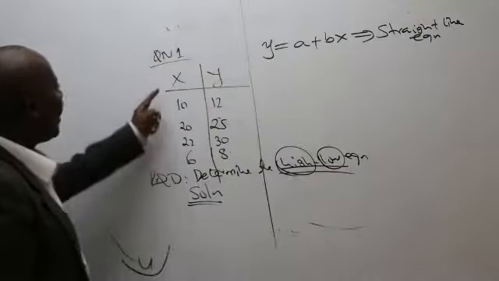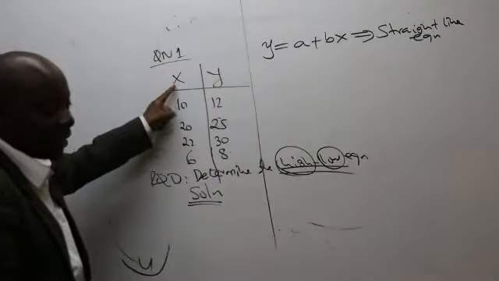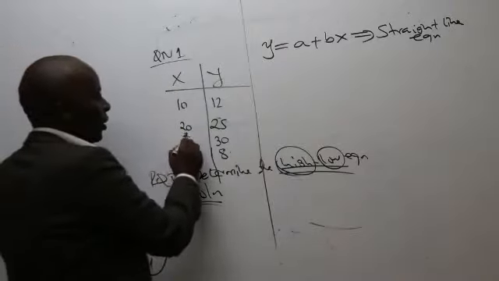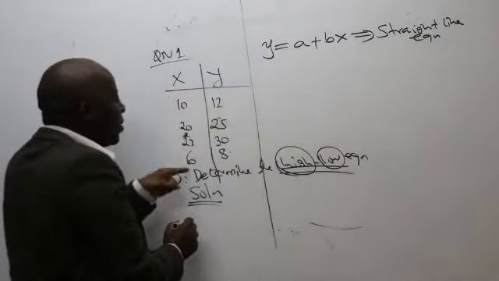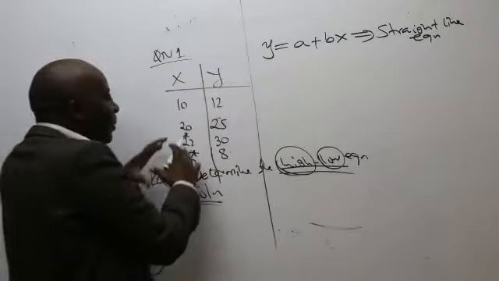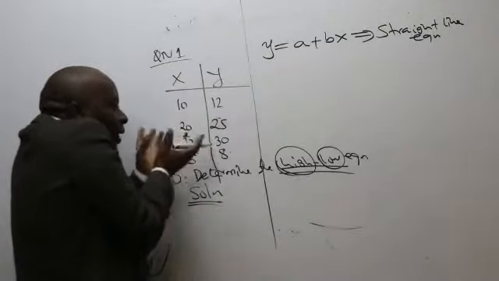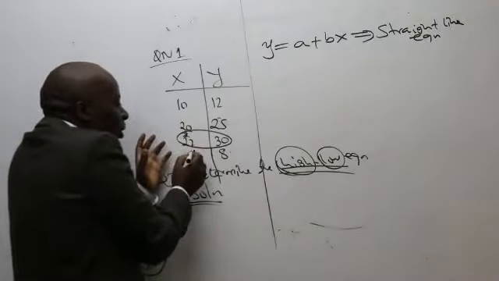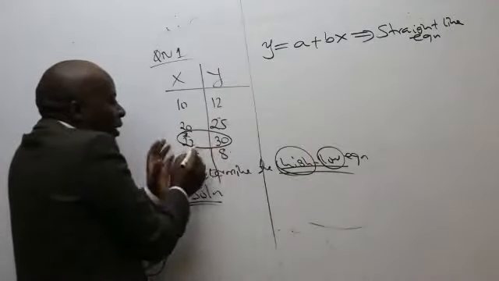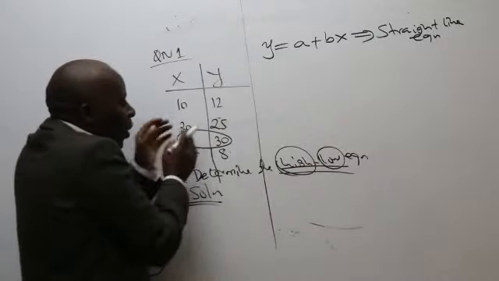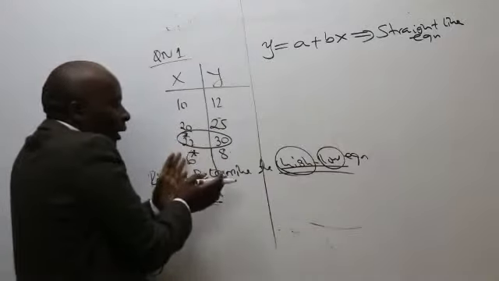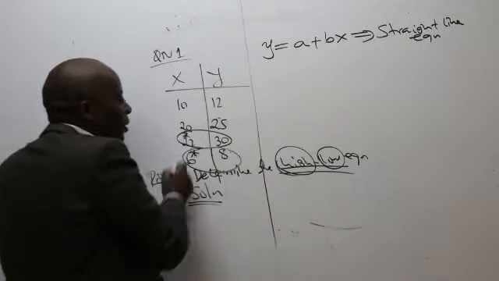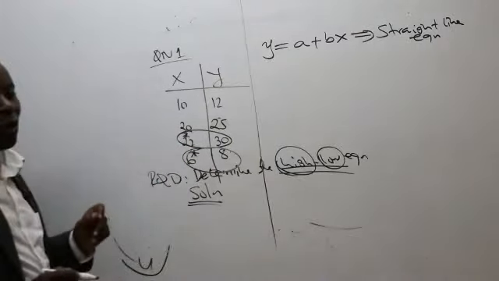So the high point here is which one? Remember, you choose the highest x value. The highest x value here is 22, and the lowest x value is 6. Remember, you pick them as points, so I will not even bother to know whether y on the other side is the highest. What I want is to pick the highest x value and the lowest x value.